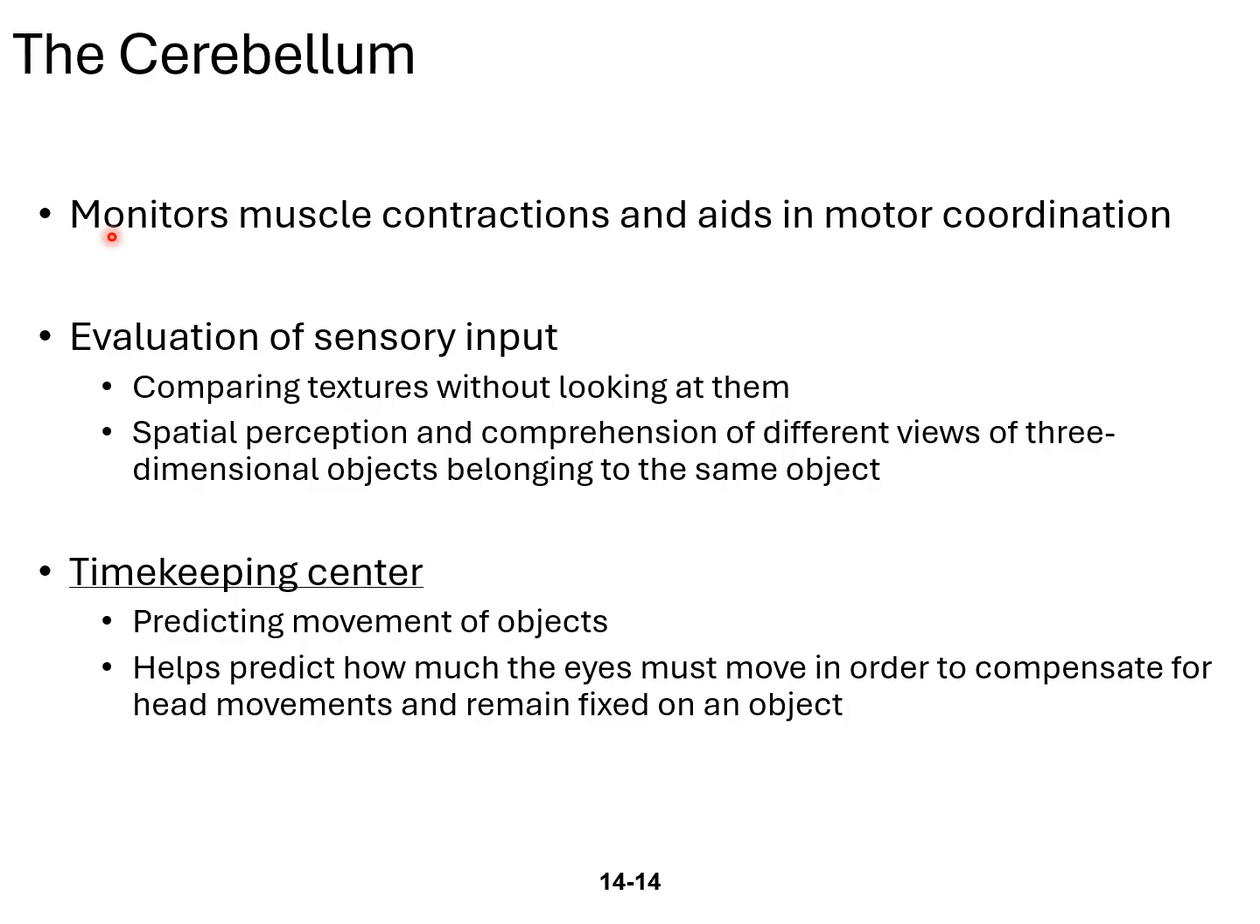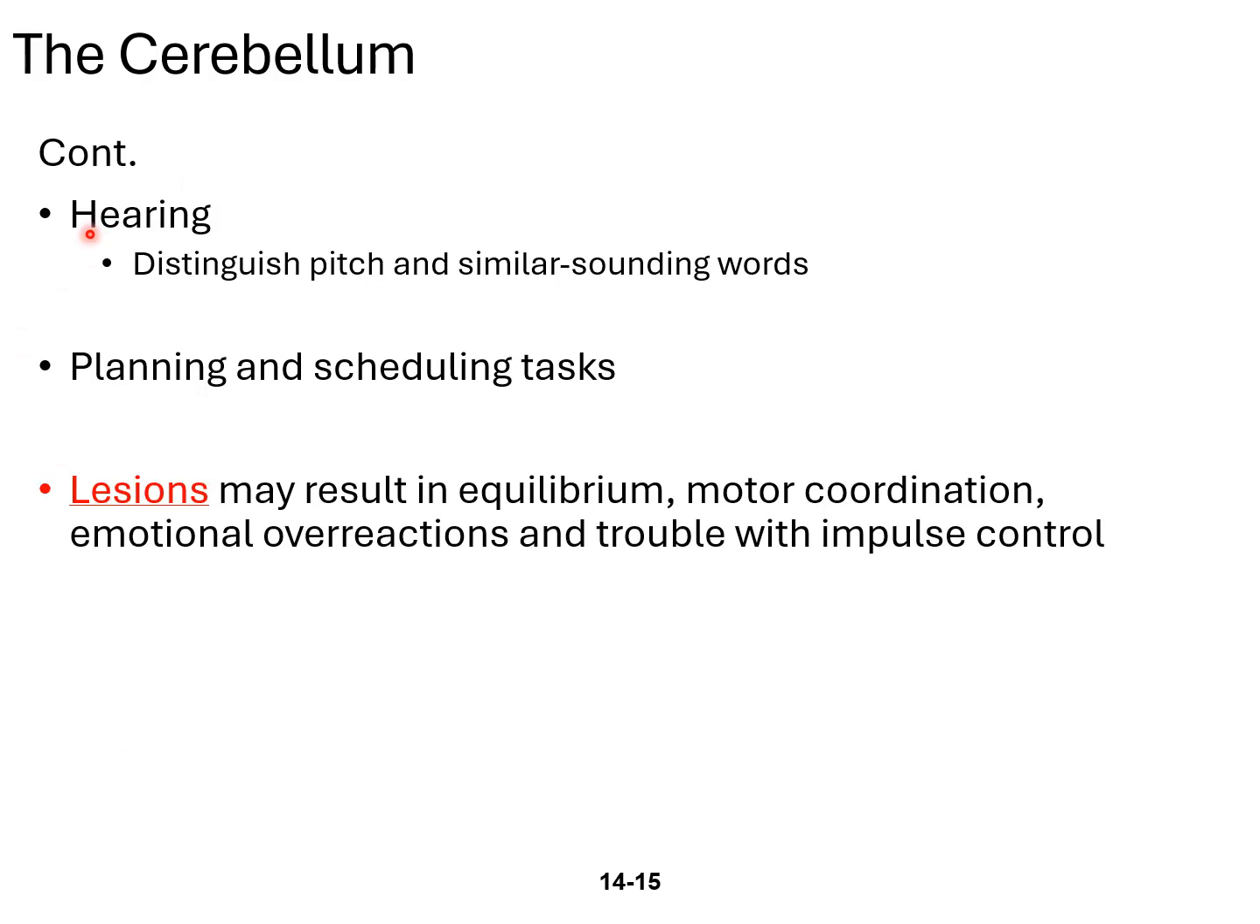So if you're sitting there watching something move, looking out the window in class, you can predict where that's going to be in the future. If you're watching a cloud moving past, you can say in about 2 minutes it's going to be in that location. This is all happening in the cerebellum. You can also do hearing. Some pitch and similar sounding words are going to be in the cerebellum. Planning, scheduling tasks. And if you cut or lesion the cerebellum, it may result in problems with equilibrium, motor coordination, emotional overreactions, and trouble with impulse control.